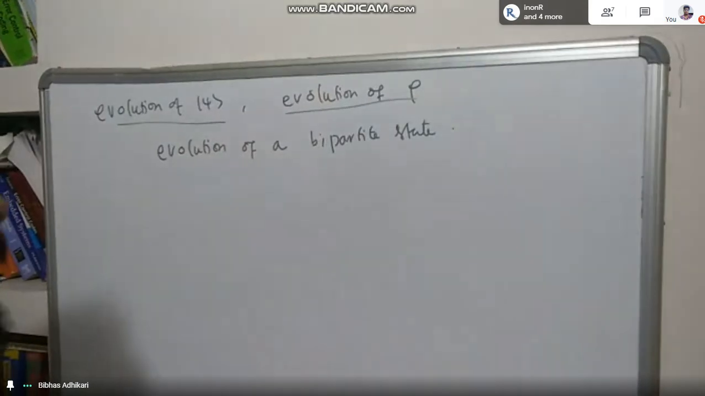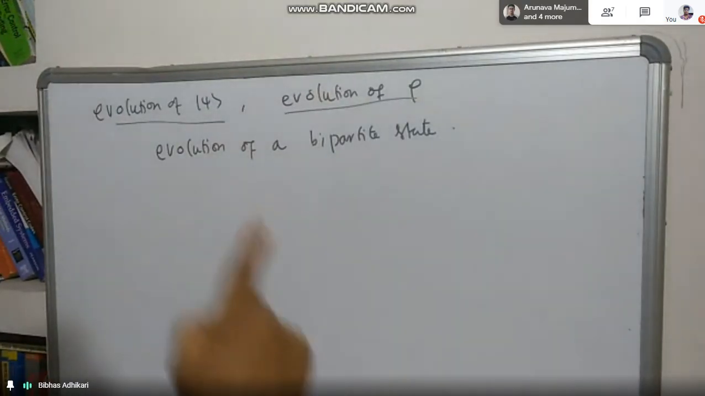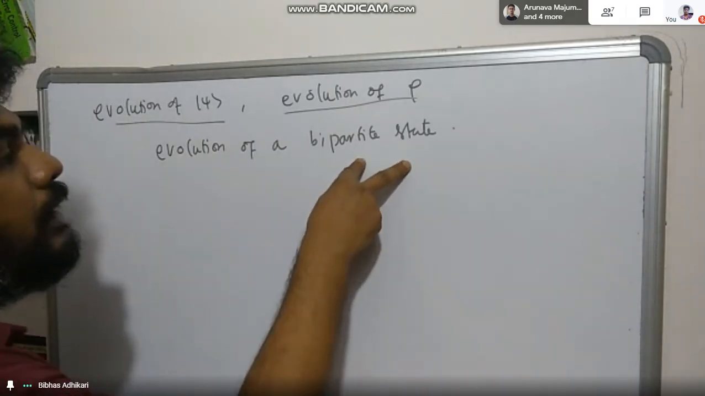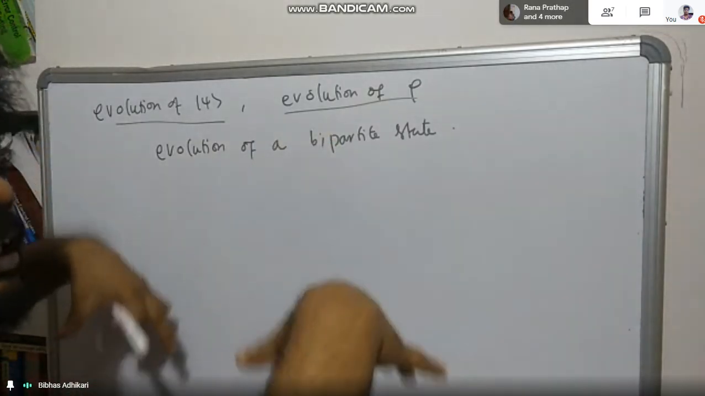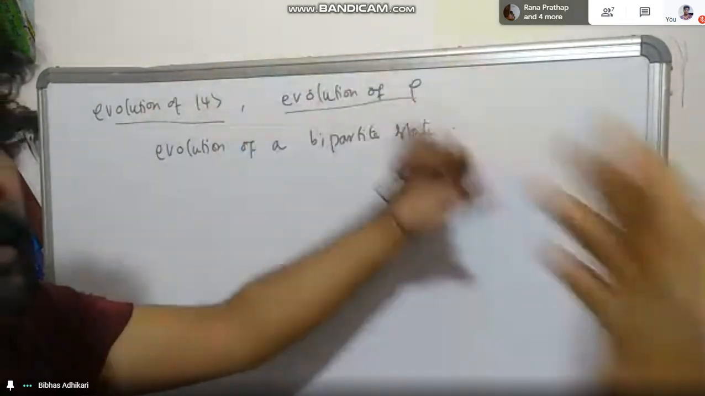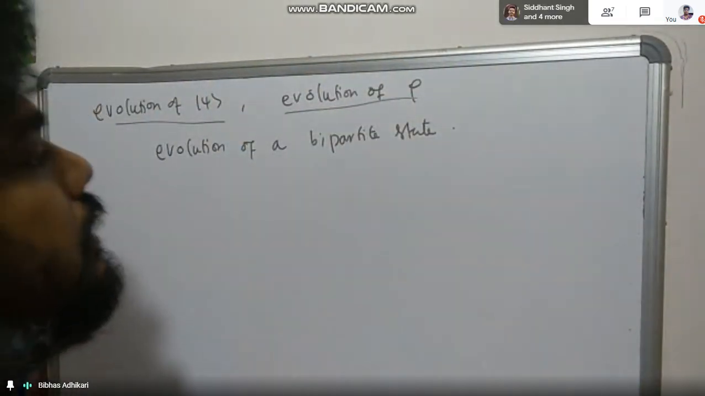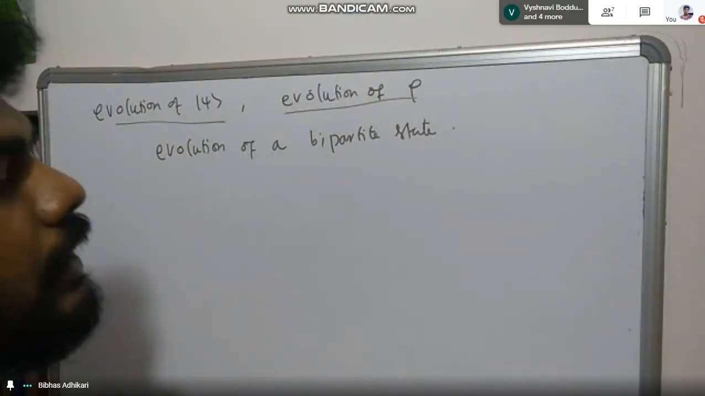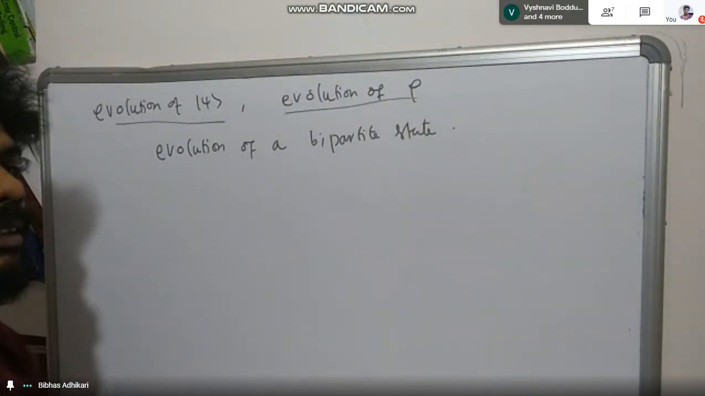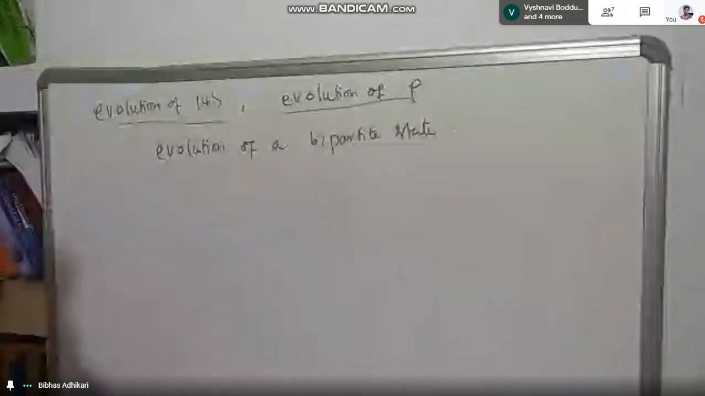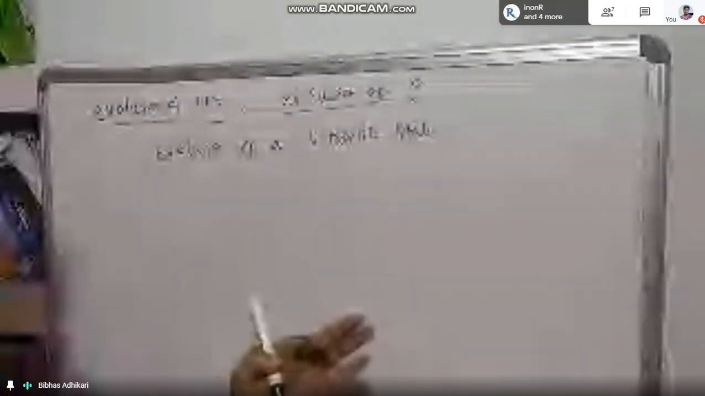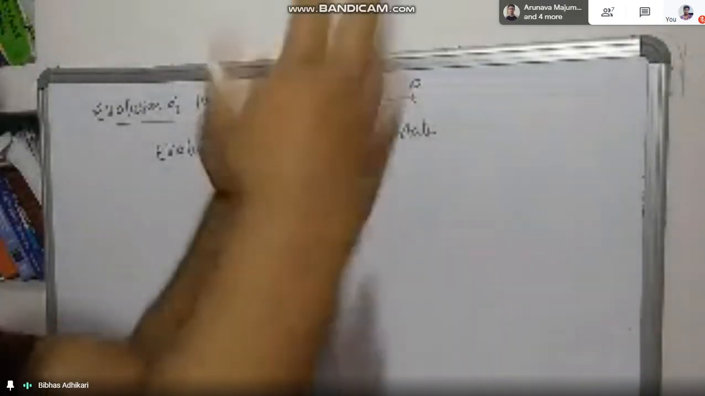But there is a catch. And the catch is, when you talk about evolution of a bipartite system, the corresponding subsystems are also evolving. Then the question is, from the evolution of the entire bipartite system, can I find out the rule, or can I find out the theory of the evolution of a subsystem of the bipartite system?